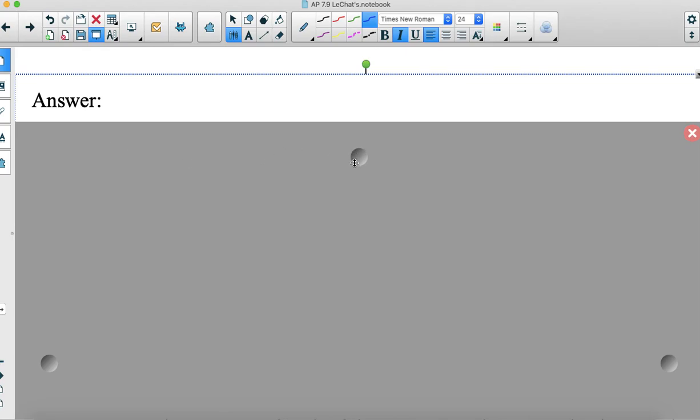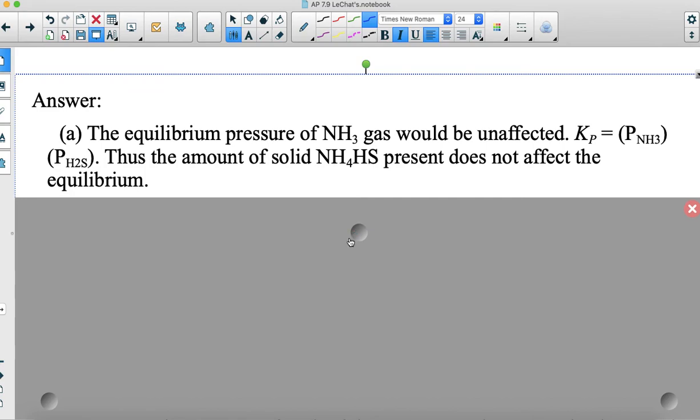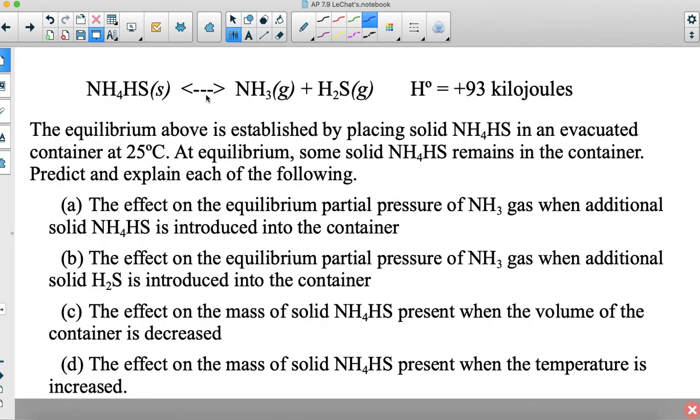Okay, so in part A, this will be unaffected. Why? Because there was already some solid there. Solids don't appear in our equilibrium expressions, and we already had a bunch of it. So adding more extra solid doesn't change things. So this one has no effect. Forward and backwards, no difference in the equilibrium.